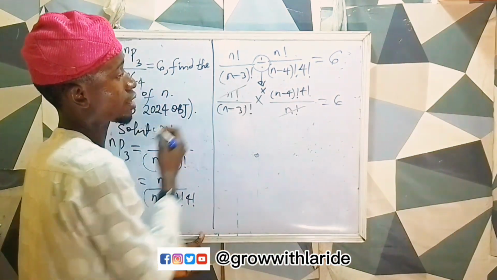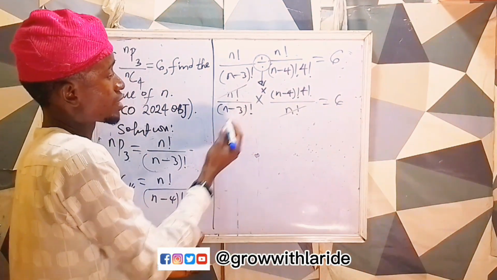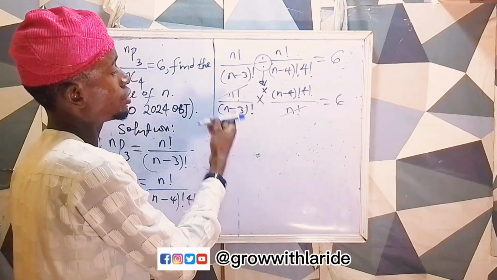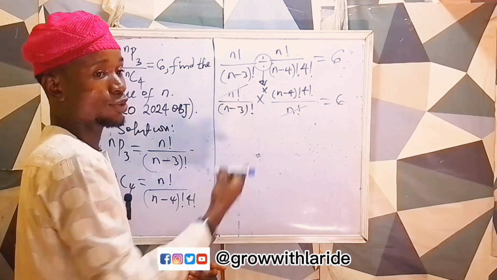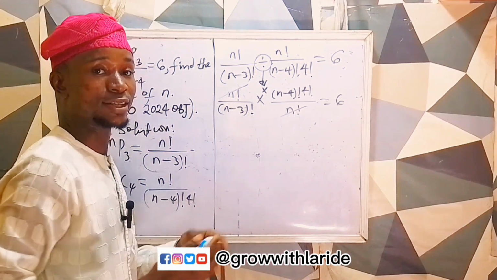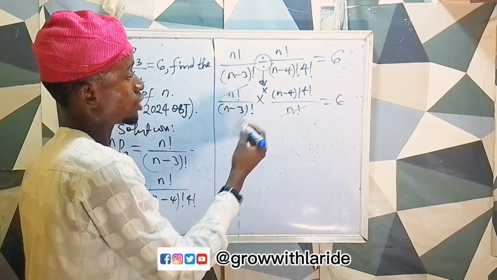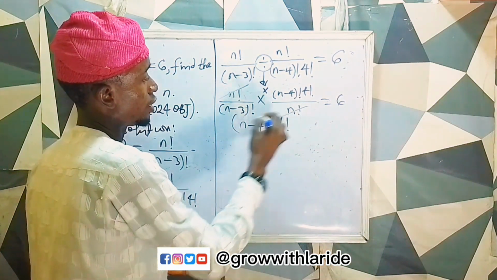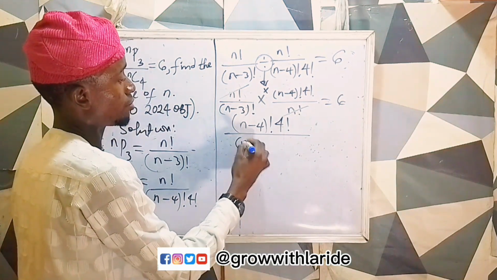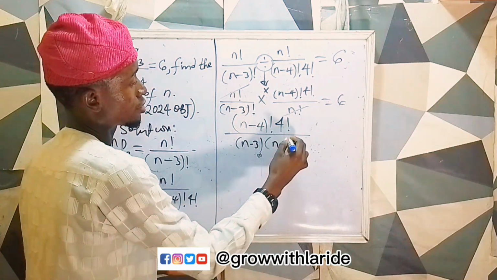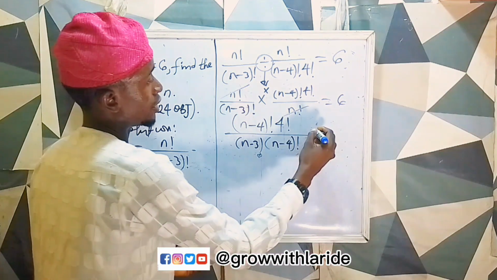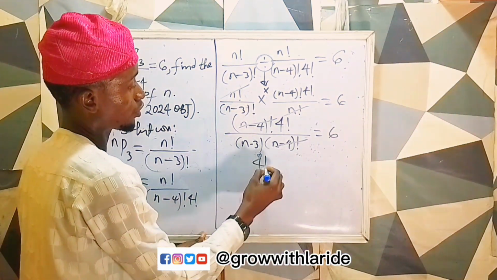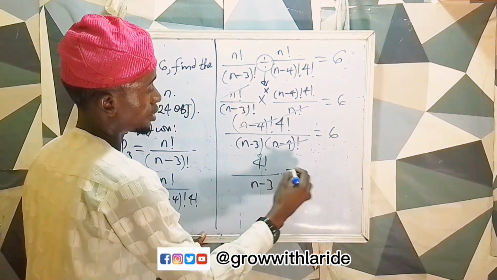Then this can cancel out. From the understanding of n factorial, we keep reducing. So we can reduce n minus 3 factorial to n minus 3 times n minus 4 factorial, so that we can cancel out something there. So we have n minus 4 factorial times 4 factorial, over n minus 3 times n minus 4 factorial, everything equals 6. Then this can cancel this, and we are left with 4 factorial over n minus 3 equals 6.